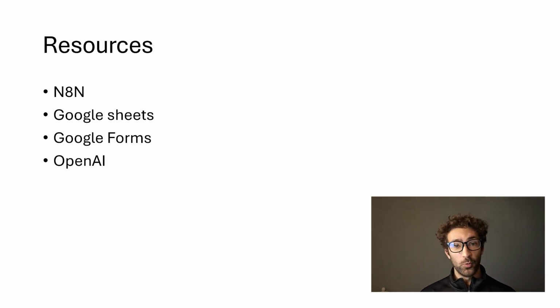So what we'll use today is obviously N8N for the automation. Google Sheets is where all the data is going to reside, and Google Forms is how we're going to have the sheet populated. And of course, OpenAI for the AI agent.